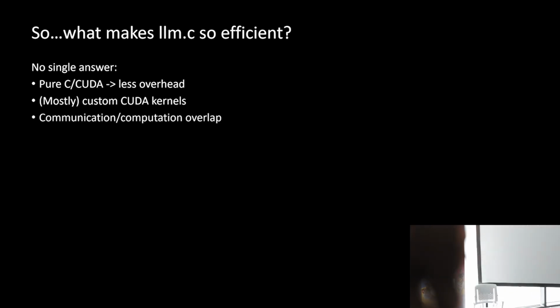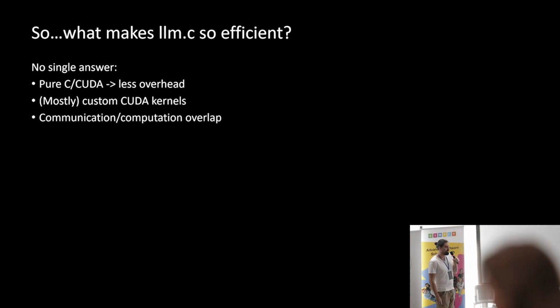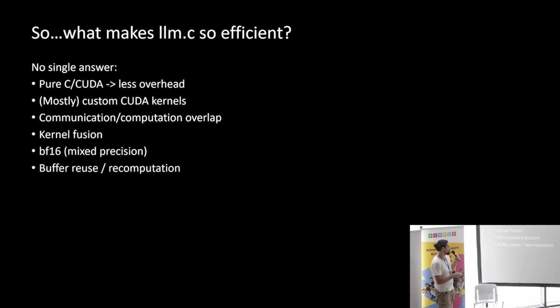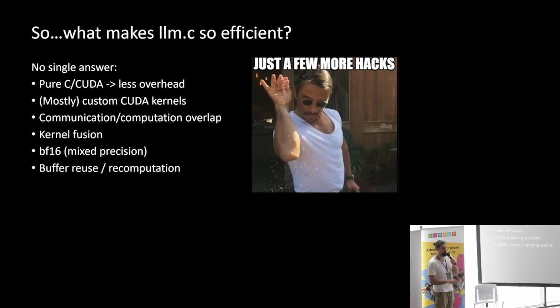Then there are the communication-computation overlap techniques, which are fairly common. It's a wider HPC type of technique, not just for LLM.c, obviously. There is also kernel fusion, mixed precision, buffer reuse and recomputation. A ton of different techniques, and of course just a ton of hacks that we sprinkle around to make this all work.